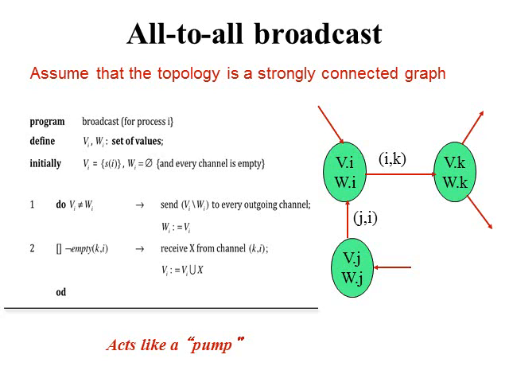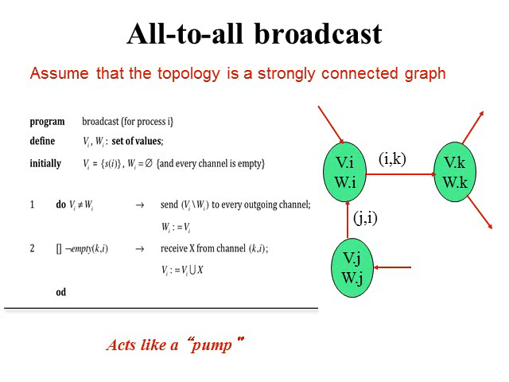So the all-to-all broadcast algorithm is given in the slide. Before we look at the algorithm, let's look at the assumption made in it. We assume that the topology being considered is a strongly connected graph. What that means is every process is connected to every other process in the system. Alright, that is the meaning of a strongly connected graph.